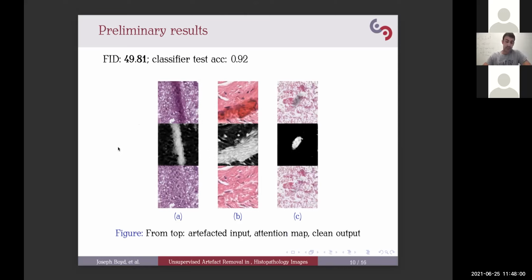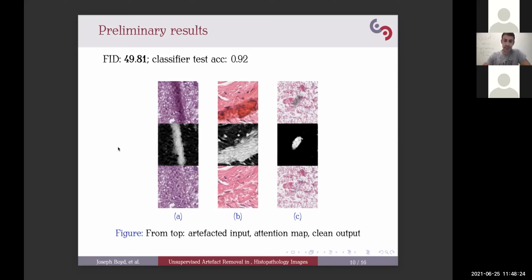And then we see in the figures, in the top row, examples of artifacted images, inputs to this AB generator, this extended AB generator. We see in the center row the attention maps, where it's localizing the artifacted regions. And in the bottom row, we see the cleaned output.